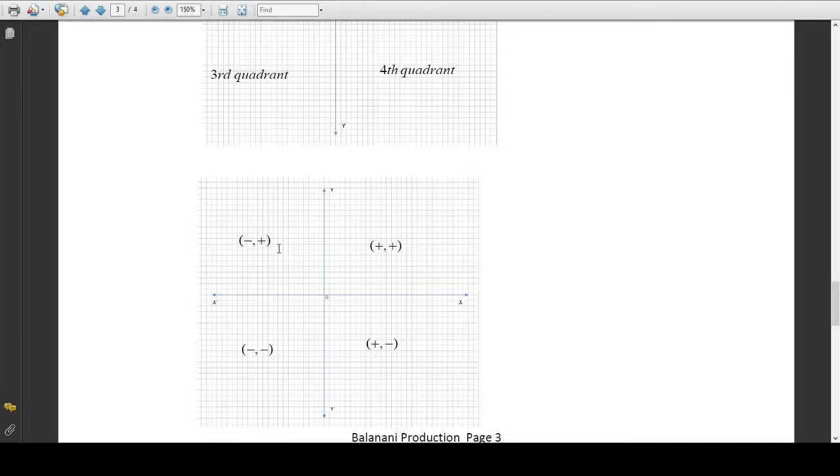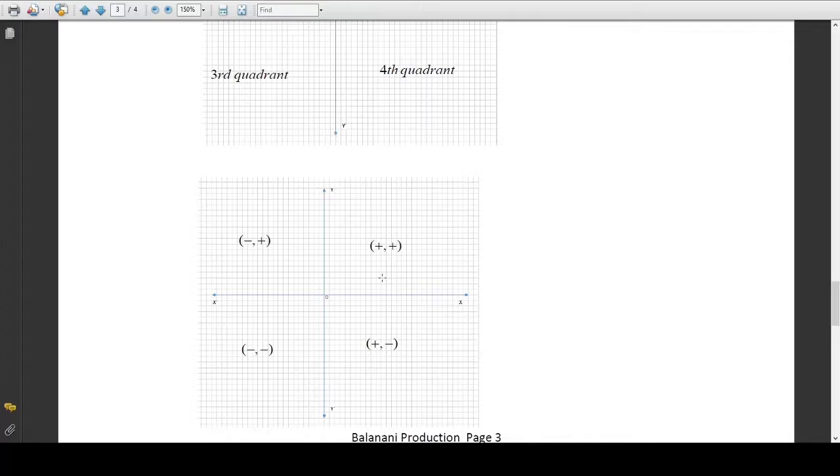In the second quadrant, the x coordinate will be minus because we are moving this side, isn't it? X coordinate will be minus, y coordinate will be plus because we are moving up. And in the third quadrant, x will be negative because we are moving to the left. Y also will be negative because we are moving down. On the fourth quadrant, x will be positive, y will be negative.